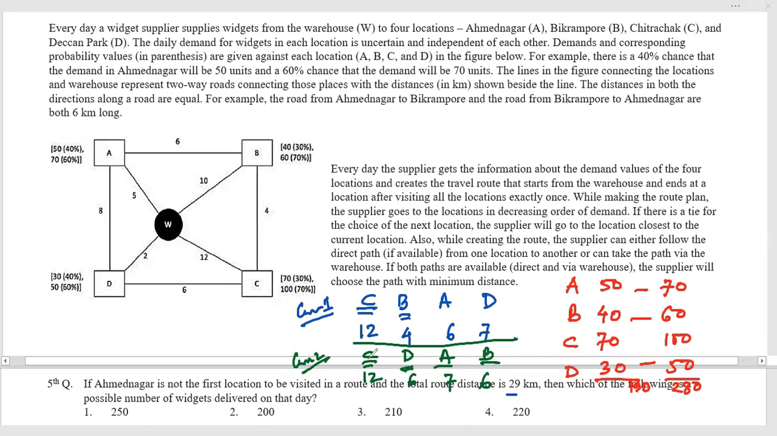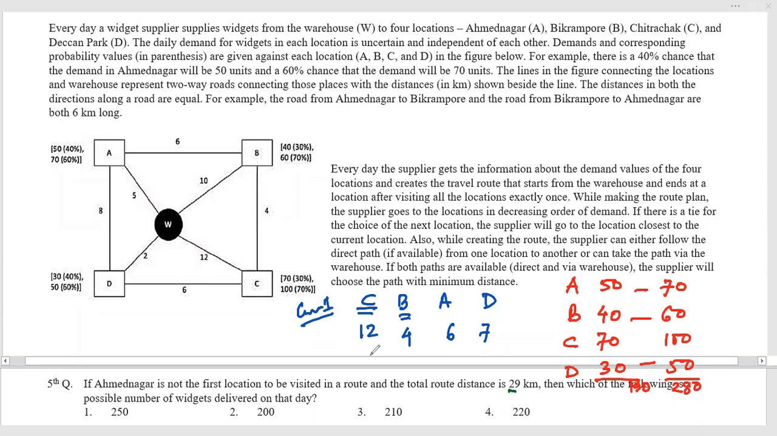If I do CD, then BA, it will be much higher, because after 18, a 12 addition will make it 30. So D would not be there. So it is CBAD. That would be the case. No other case is possible. I'm removing it. Now I need to think about this movement and the kilometers, which gives the 29 kilometers. The question is then: which of the following is the number of units supplied on that particular day.